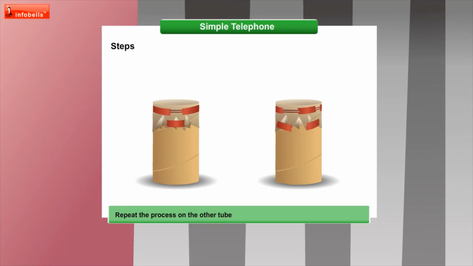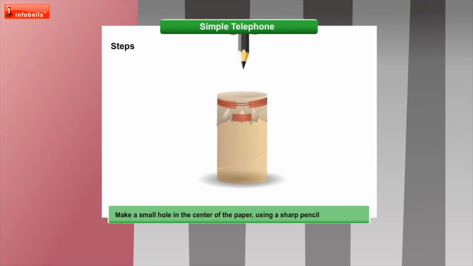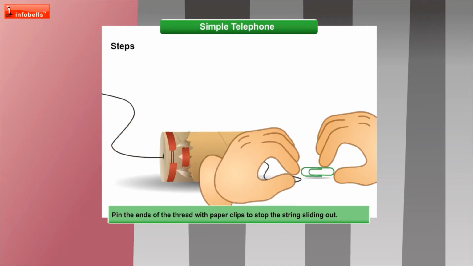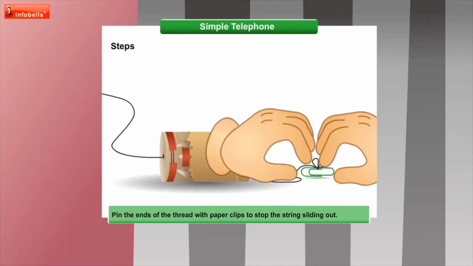Repeat the process on the other tube. Make a small hole in the center of the paper using a sharp pencil. Now run the string from one open end on the tube through the hole in the paper. Pin the ends of the thread with paper clips to stop the string sliding out.